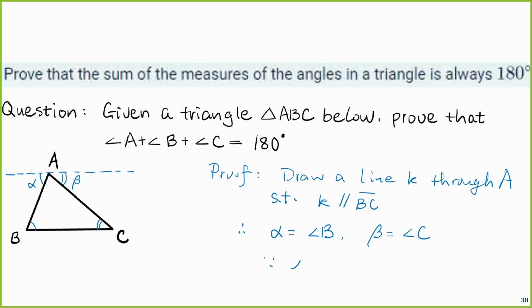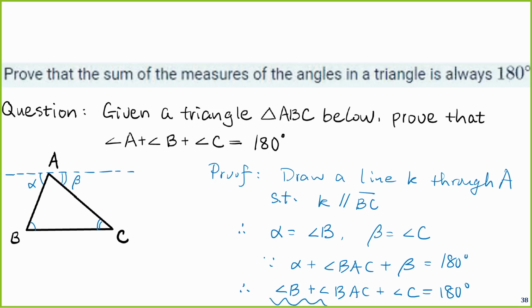We know angle alpha plus angle BAC plus angle beta is 180 degrees because it's a straight angle, right? Therefore angle B plus angle BAC plus angle C is 180 degrees. And these are the interior angles of that triangle, right? So we can prove this statement is always true, right?